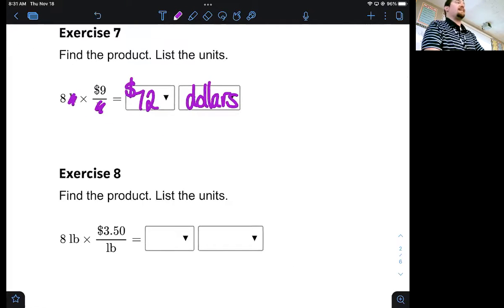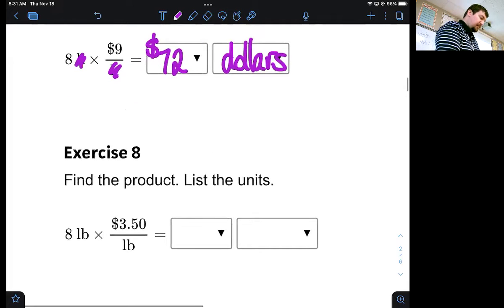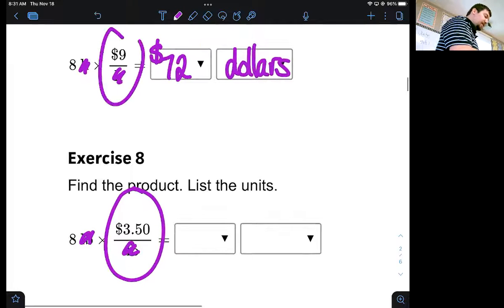What if I told you I'm buying 8 pounds of turkey and it's $3.50 a pound? You should be able to multiply that to see what you're going to pay for the turkey, right? Because what happens is the pounds cancel out. And so this right here is the unit rate. And I can use the unit rate to determine what my price is going to be when I buy 8 pounds of turkey. What's 8 times 3.5?